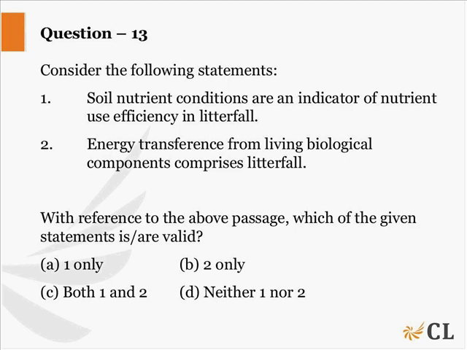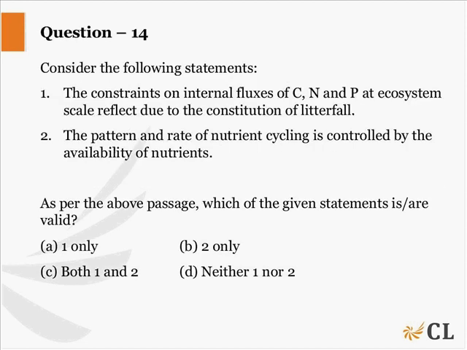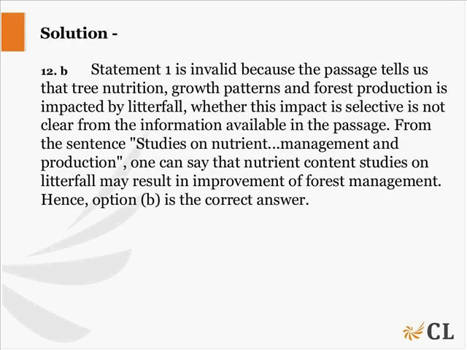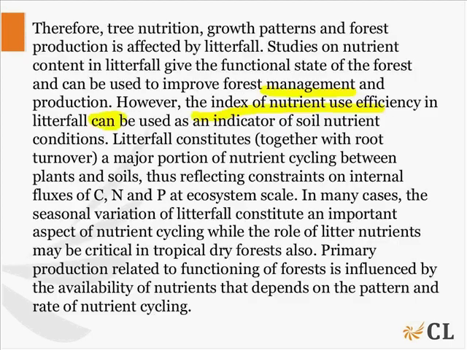14 talks about the constraint on internal fluxes of carbon, nitrogen and phosphorus at ecosystem scale reflect due to constitution of litter fall. Okay, so if this is the question, what I have to find in the passage is the occurrence of carbon, nitrogen and phosphorus. So let's get back to the passage and look for C, N and P. Yeah, we have it here. Litter fall constitutes a major portion of nutrient cycling between plants and soil, thus reflecting constraints on internal fluxes of C and P at ecosystem scale.